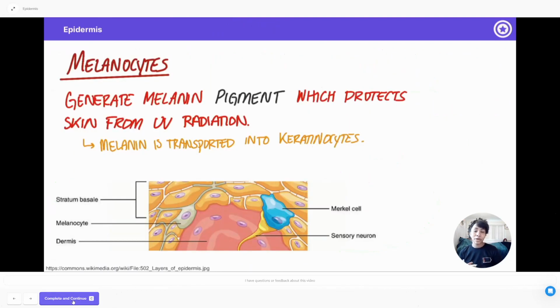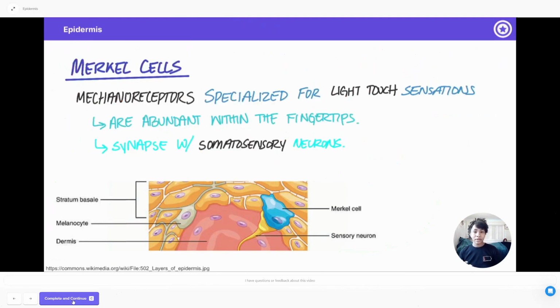Now the melanocytes again are going to produce that pigment called melanin, and that is what helps to provide skin color in human beings as well as provide protection from UV radiation from the sun. The cells that make melanin are called melanocytes, and then the melanin is going to be transported into the keratinocytes at other layers. And Merkel cells are actually pretty cool because these cells are part of the somatosensory system.